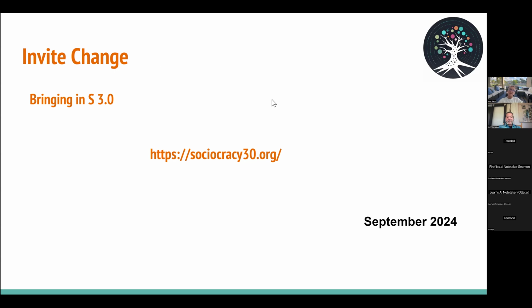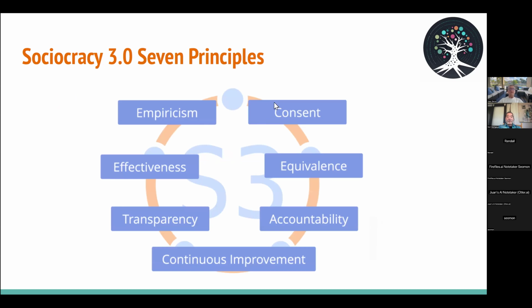The invite change pattern is not just a management technique or a tactic, it's a philosophy of leadership that prioritizes empowerment, dialogue, and collaboration. If we engage people in a meaningful way and ensure transparency throughout the process, we have successful engagement and sustainable transformation for sure. This is actually based on the seven principles of Society 3.0.